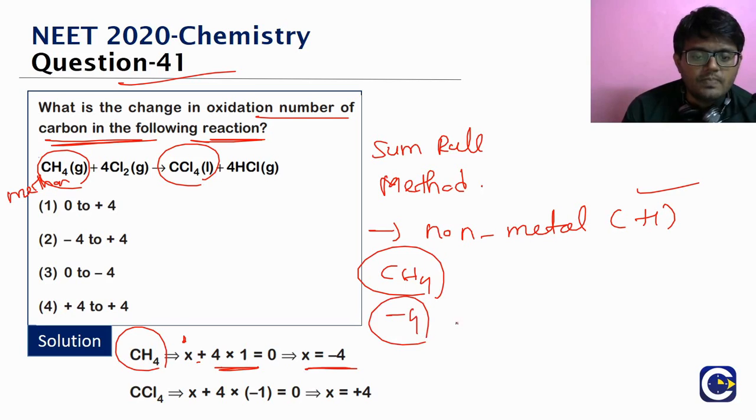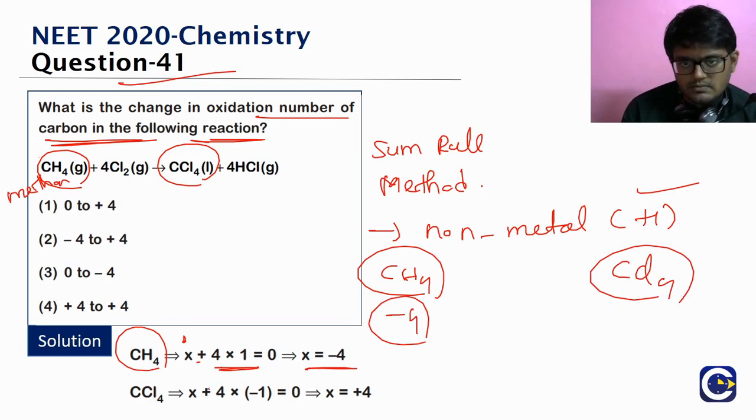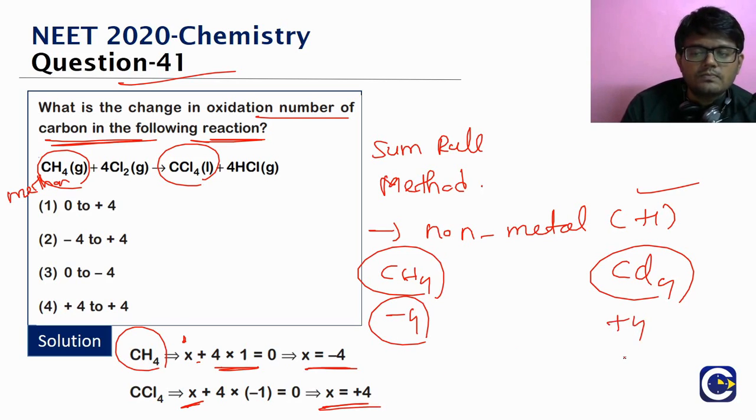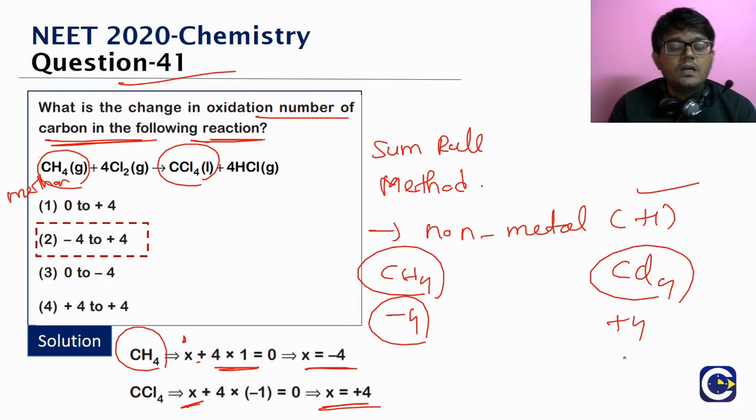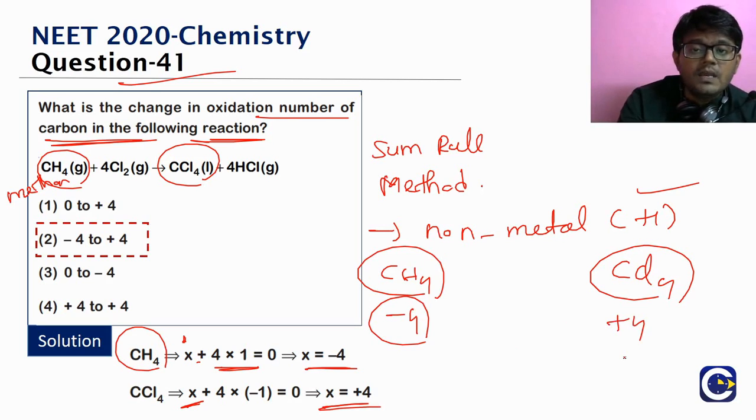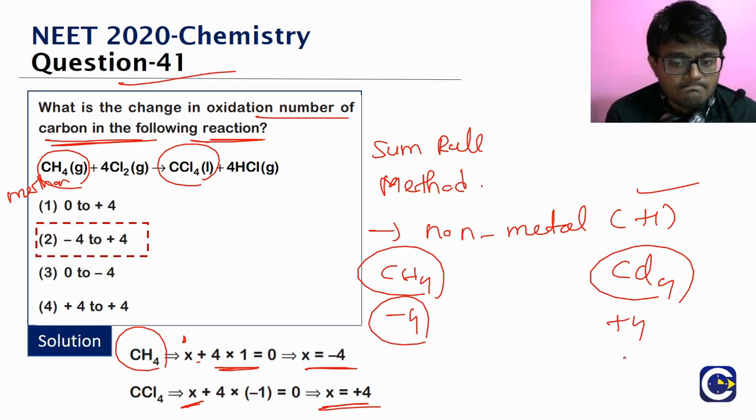Means in CH4, the oxidation number of carbon is -4. Whereas when it comes to CCl4, each chlorine, what is the oxidation number of chlorine? -1. So X is carbon, plus 4 into -1 is equal to 0, which means X will be coming as what? +4. So what is the change we are seeing here? Oxidation number of carbon is changing from -4 to +4. In CH4 it will be -4, in CCl4 it will be +4.